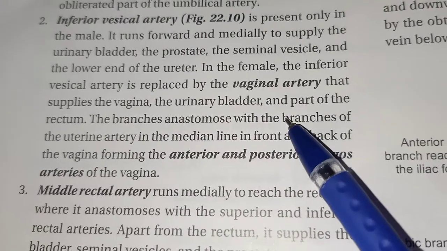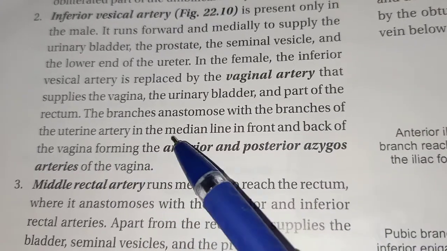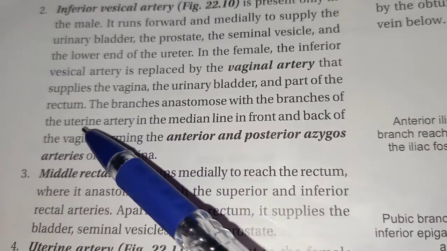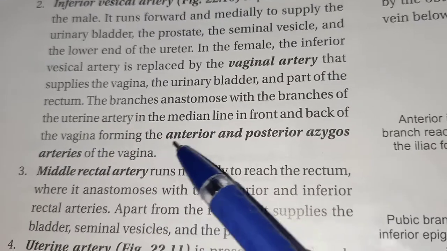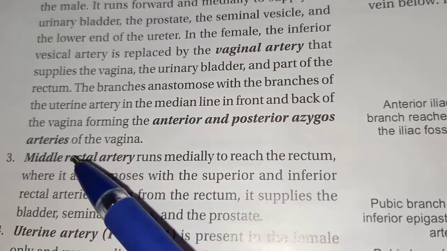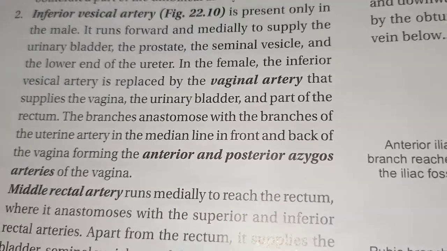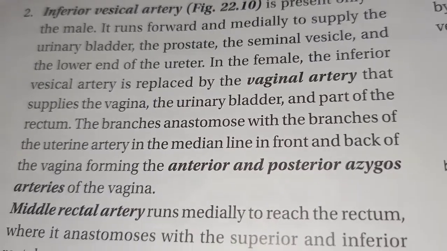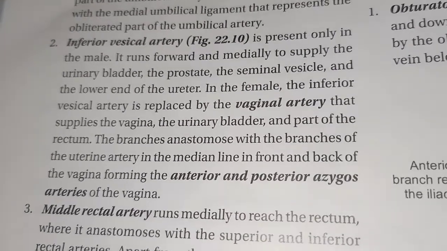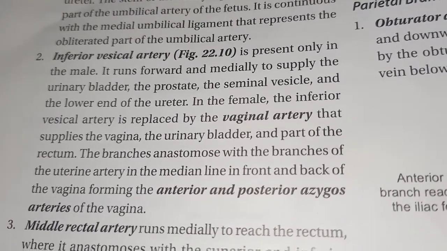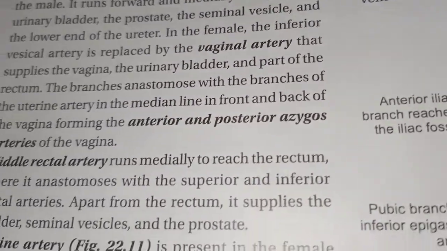So, this vaginal artery anastomoses with the uterine artery. The branches of the vaginal artery will anastomose with the uterine artery at the back of the vagina in the median plane, and it forms the anterior and posterior azygos arteries of the vagina. So, the vaginal artery branches and the uterine artery branches anastomose on the back of the vagina and in the median line in front, and form the anterior and posterior azygos arteries of the vagina. Okay, so this you have to remember.